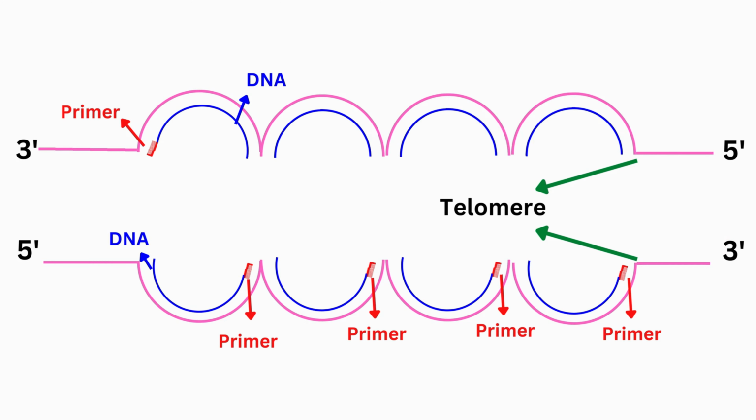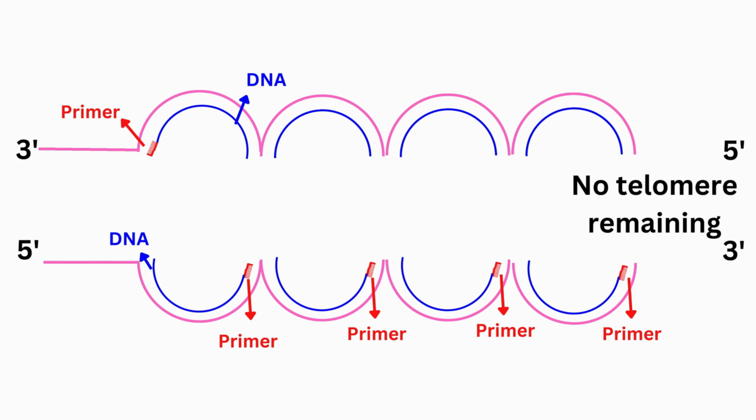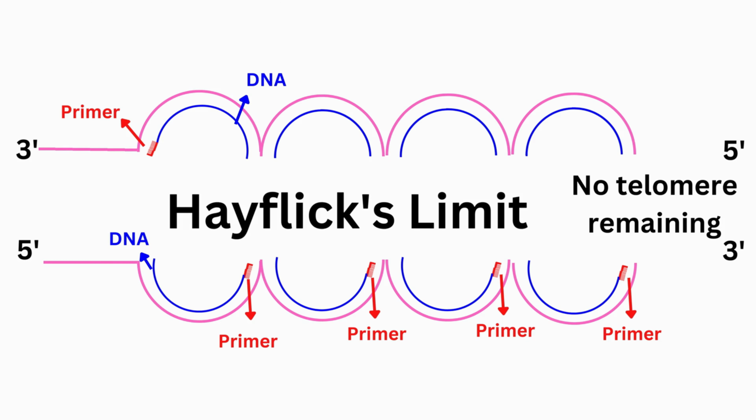After every replication, the telomere shortens. That's because DNA polymerase stops coding before the telomere ends. Ultimately, the telomere is lost and the DNA can no longer replicate. Therefore, the DNA has a limited amount of divisions that is possible, and this limit is known as the Hayflick's limit.